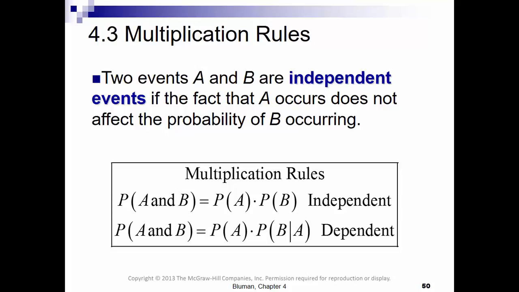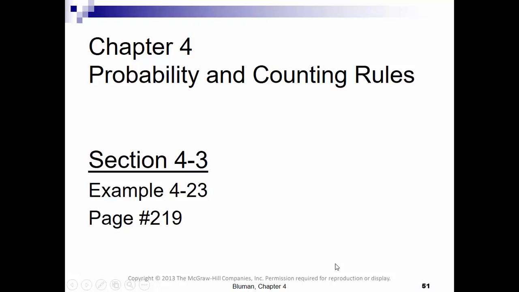If they're dependent events, the probability of A and B is the probability of A times the probability of B, given that A has already occurred. That's the way you read this right here, this B slash A that you see right here. Okay, that's B given that A has already occurred. And again, that's dependent events. So let's look at a couple examples.